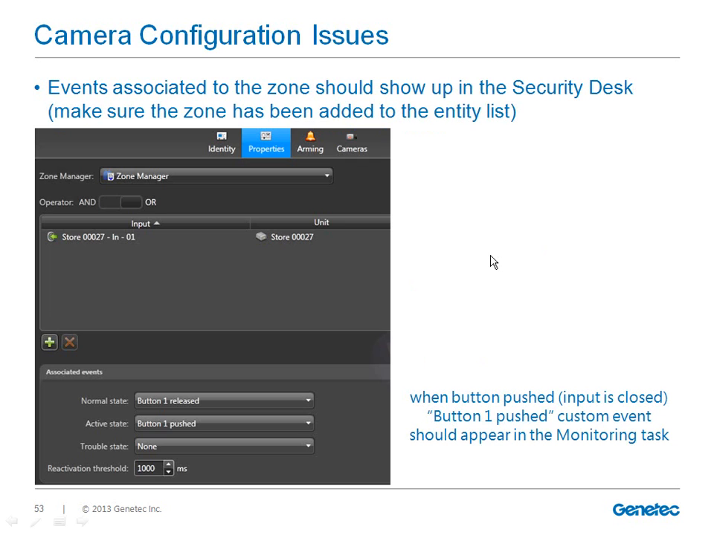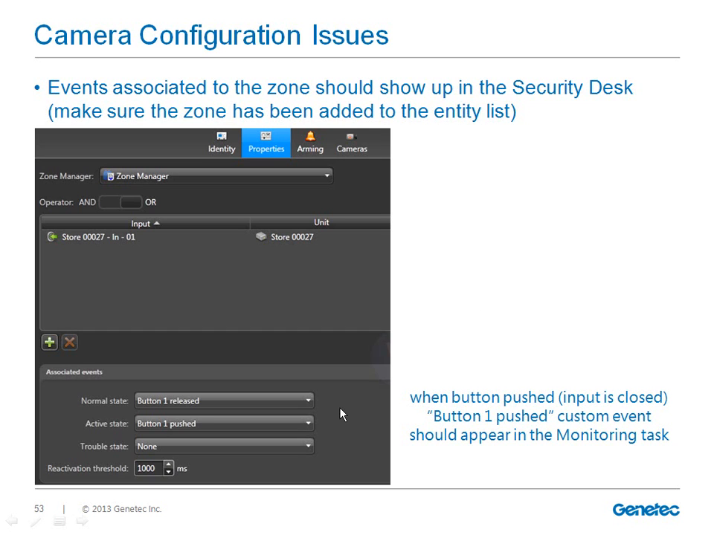Now if the packet is getting through, you should see the event coming up in the Archiver logs or in the Security Desk events, if the zone has been assigned and the zone that it's been assigned to is being monitored. Now if you're not seeing the events that have been assigned to the active or normal state in the zone, there's no way the action will take place.